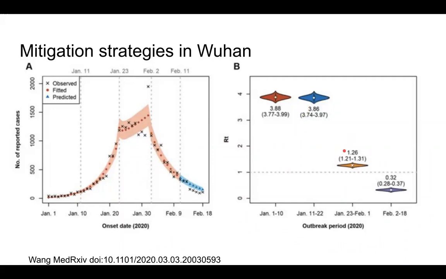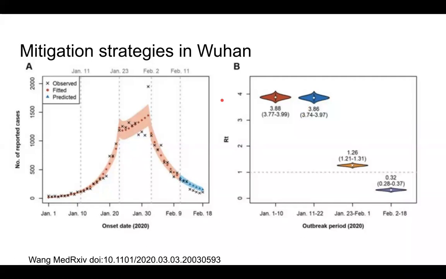Which is lower, but still not low enough to prevent ongoing propagation of the epidemic, and finally fell below 1 when a system of central quarantine was implemented, suggesting the possible importance of a central quarantine system to separate infections from the general population.